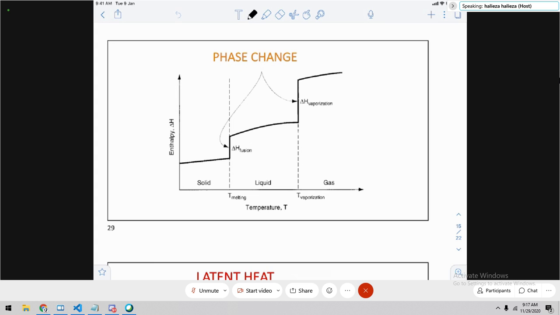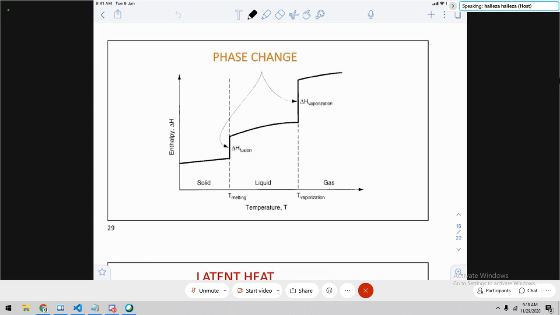So far, in the previous examples that we did, the latent heat data we can get from Appendix B1. But if it's not available, what to do? If it's not available, then we need to estimate. By the name itself, an estimation is an estimation. It could be very accurate, it could be way off.